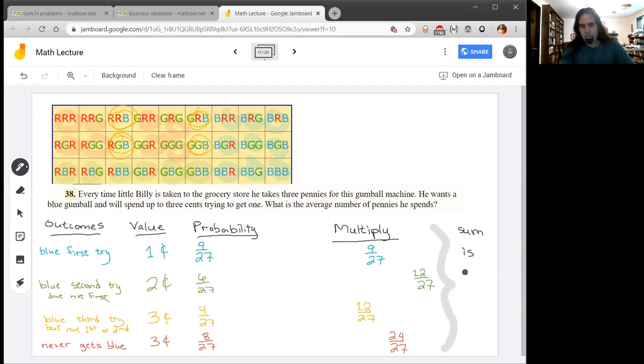So 12 and 12 is 24, and another 24 is 48. And finally, we get 57 27ths, which is about 2.1. And what this is measured in is whatever unit we had on our value column. So in this case, we're measuring cents.